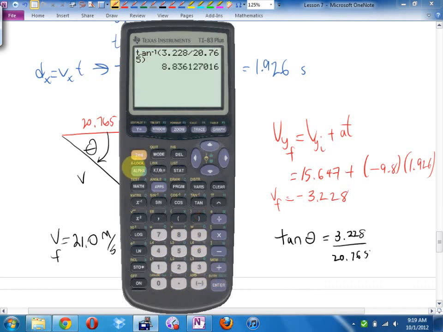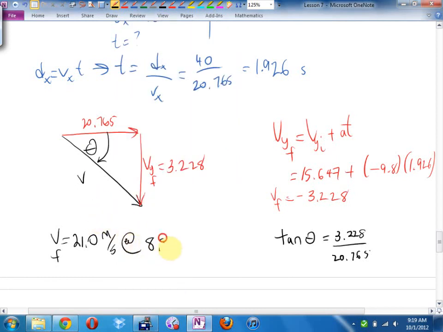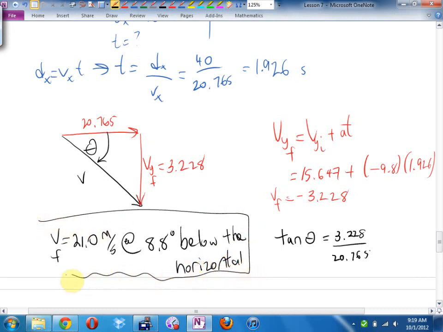Do you get an angle of 8.8 degrees? Pretty small angle, below the horizontal. It's barely started to head down. Although if I look at the diagram, that actually seems to be what's going on. I'm okay with this. I think I'm assuming the diagram is accurate. I think I'm okay.